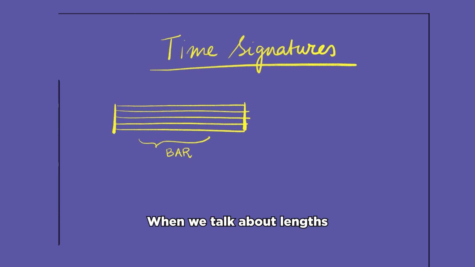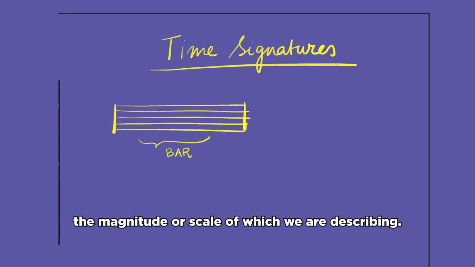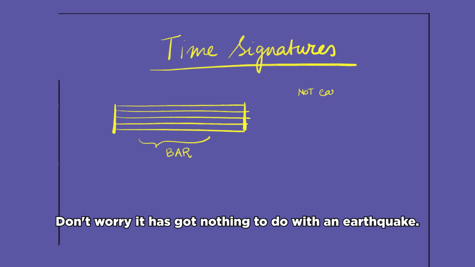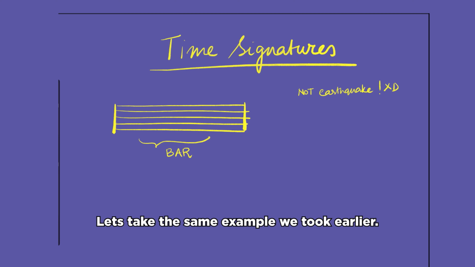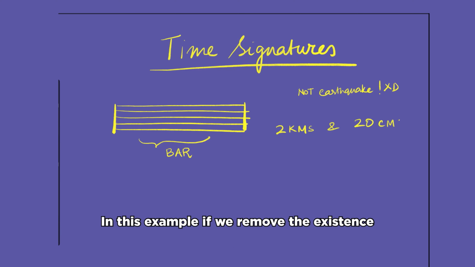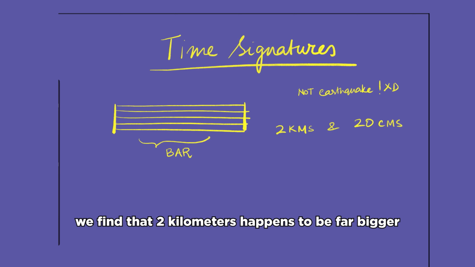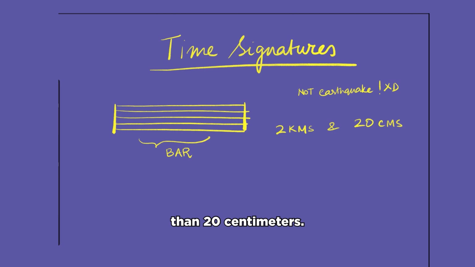When we talk about lengths, the unit plays a vital role in telling us the magnitude or scale of what we are describing. Don't worry, it's got nothing to do with an earthquake. Let's take the same example we took earlier: 2 kilometers and 20 centimeters. If we remove the units, kilometer and centimeter, we see that 20 is a bigger number than 2. However, taking the units into consideration, we find that 2 kilometers happens to be far bigger than 20 centimeters.